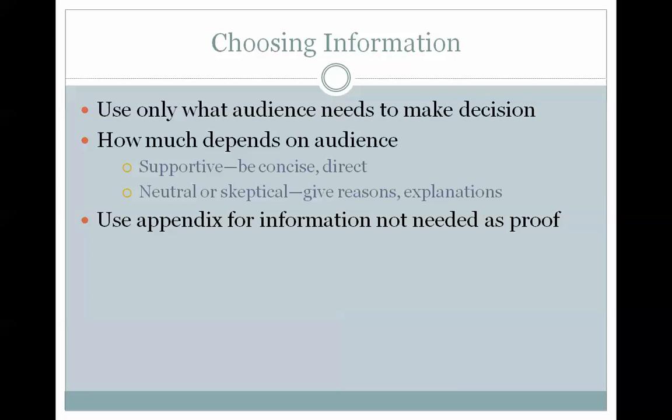When choosing your information, use only what your audience needs to make a decision. Avoid putting in information just because you have it or because you felt like you invested a lot of time finding it. The amount of information required depends on whether the audience is likely to be supportive, neutral, or skeptical. If your audience is supportive, you can be concise and direct. If your audience is not so supportive and skeptical, you should provide them with substantial evidence to support your claims. If you have information that is not crucial to your proof, it can be included in the appendix.